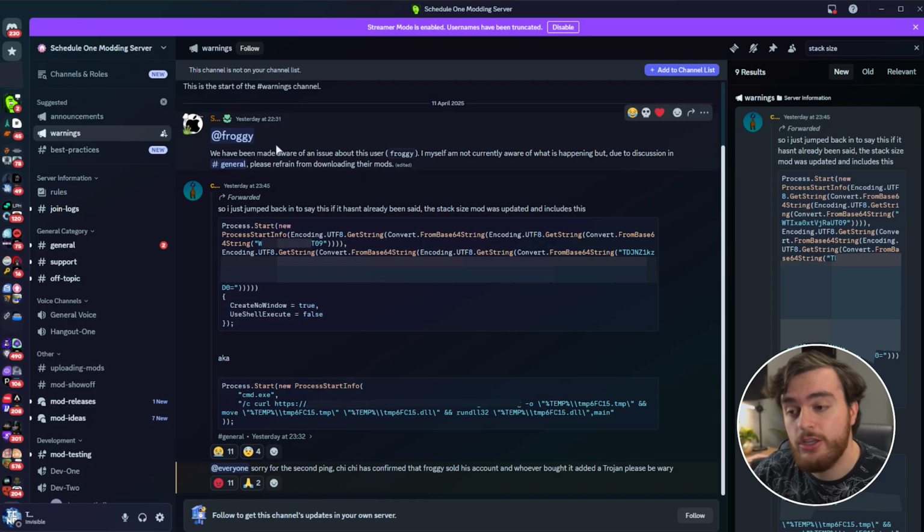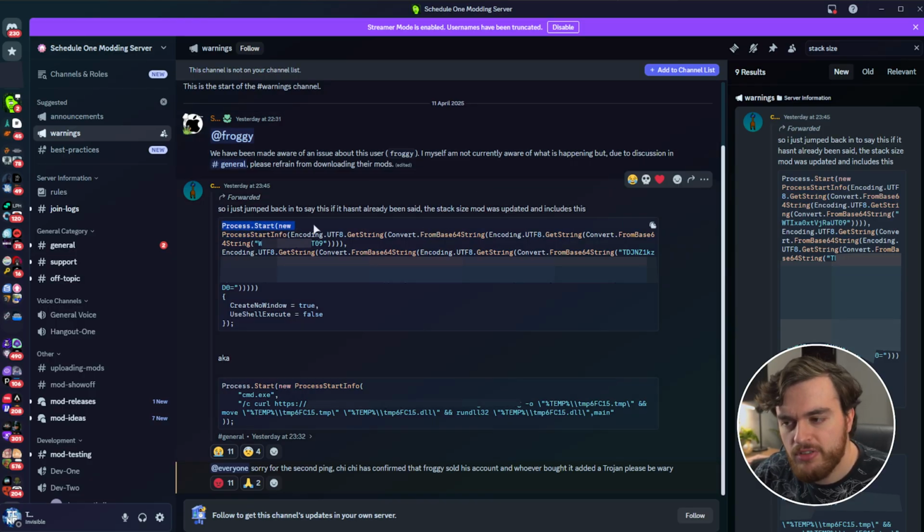Here, they spoke about a user Froggy who's since been removed from this Discord, where this increased stack limit mod was updated to include suspicious lines starting a new process with a bunch of obfuscated code, doesn't create a window, so it's completely hidden, and it runs things in the background besides downloading things over here.